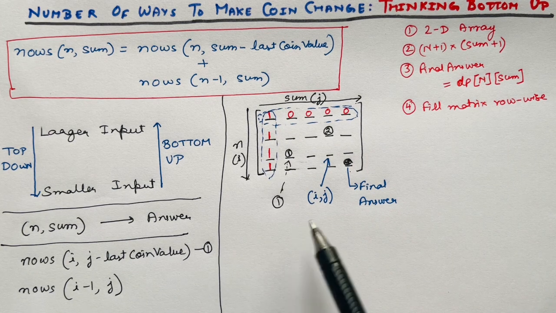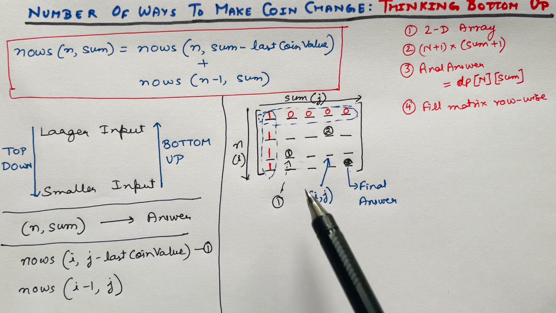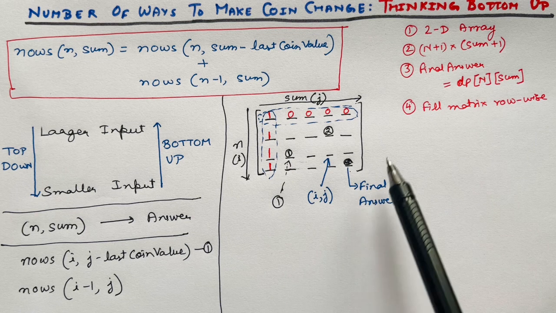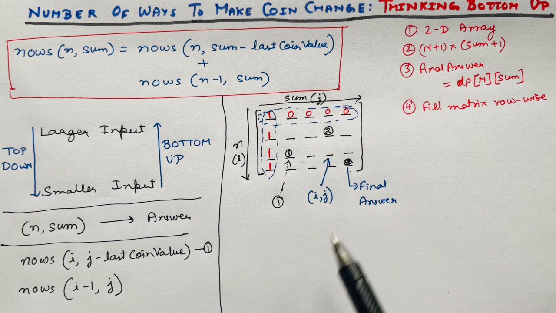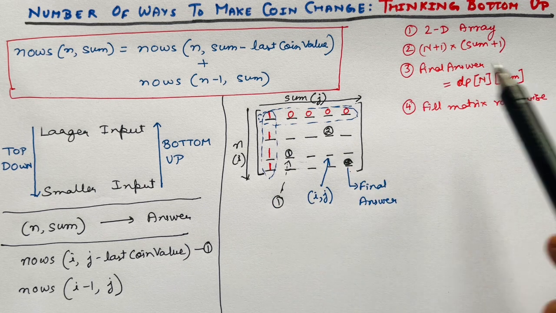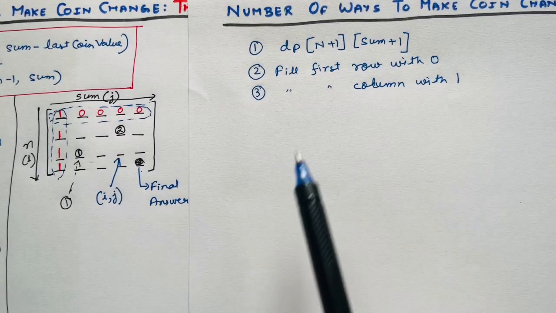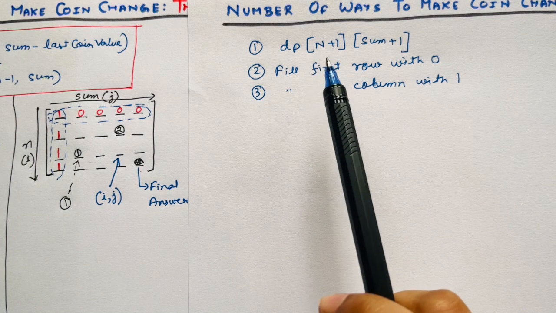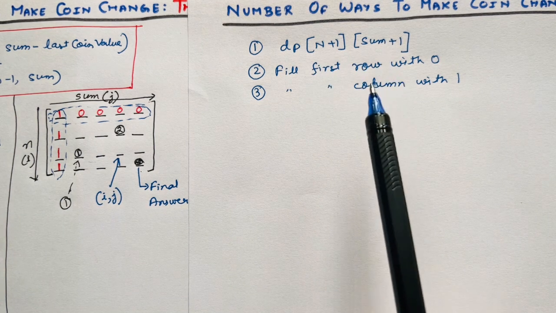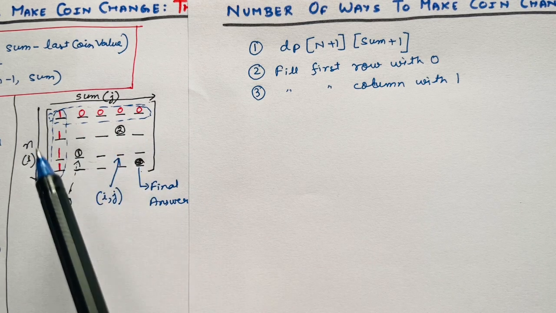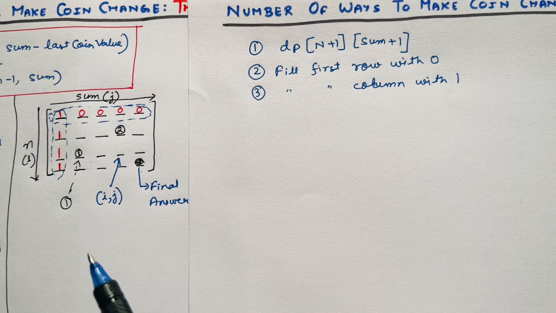So now we know how to start filling the matrix. We know how to fill the value at any particular element. And we know that if this matrix is filled, what will be our final answer. That means we have everything to convert all of these observations into an algorithm. So let's try writing that. Clearly, we need to declare a matrix. Its size will be n plus 1 cross sum plus 1. We will initialize its first row with zeros and its first column with ones.